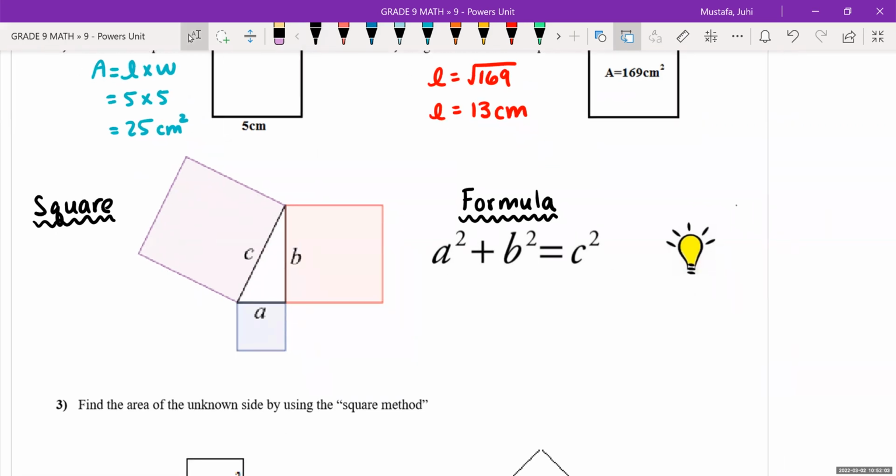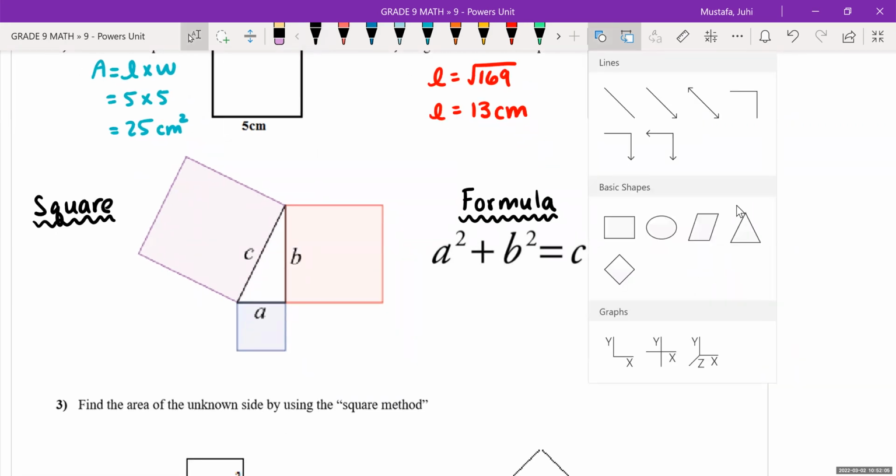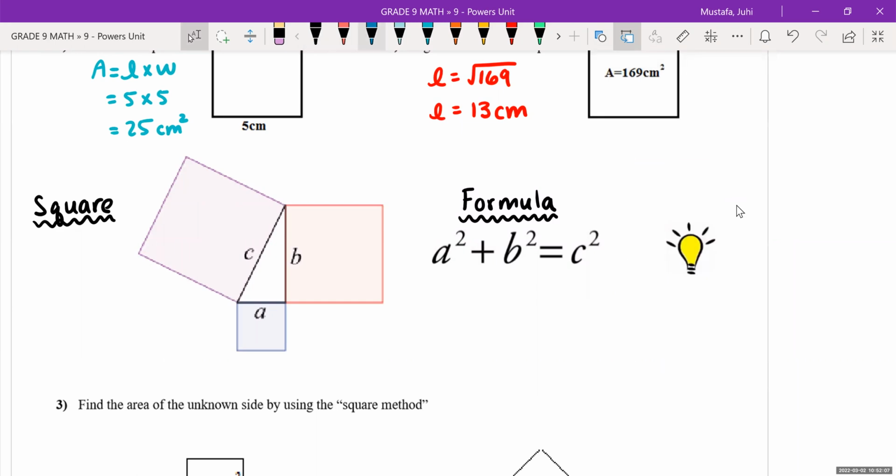Whenever you have a right angle triangle, let's draw that so we can label it. Okay, let's say I had a right angle triangle like this. How do I know it's a right angle triangle? Well, you're usually going to see a little box, and that box represents 90 degrees. And 90 degrees means it is a right angle triangle.